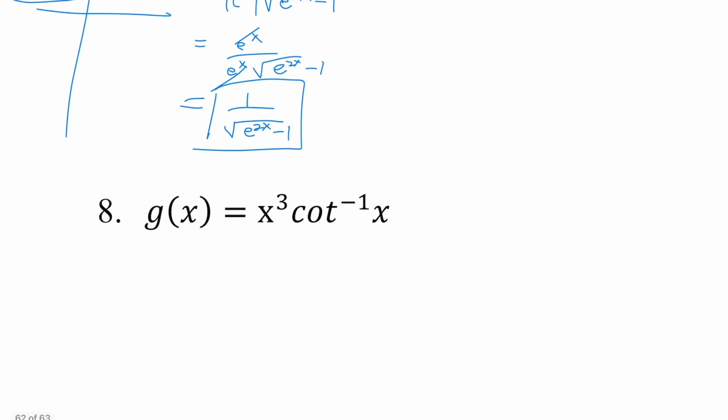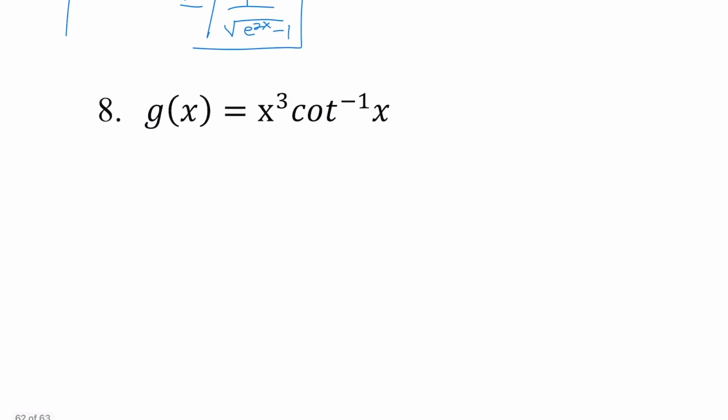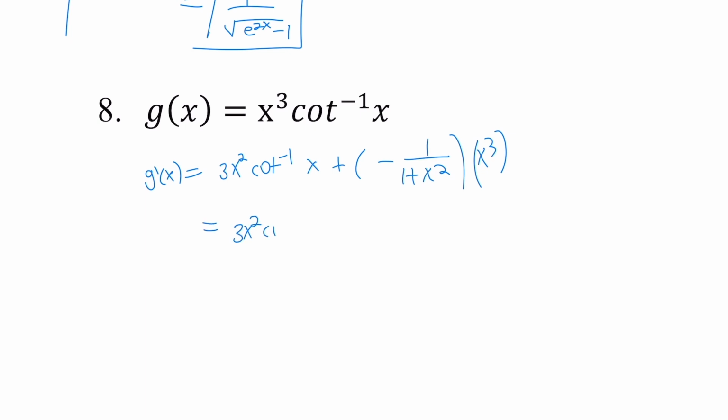Okay, moving on to number 8. g of x equals x to the third times cotangent inverse x. So again, we're going to be needing the cotangent inverse derivative formula. Okay, and then we're going to be using product rule. So g prime of x is going to be equal to 3x squared cotangent inverse x plus cotangent inverse derivative, negative 1 over 1 plus x to the second power, times x to the third power. So 3x squared cotangent inverse x minus x to the third all over 1 plus x squared.